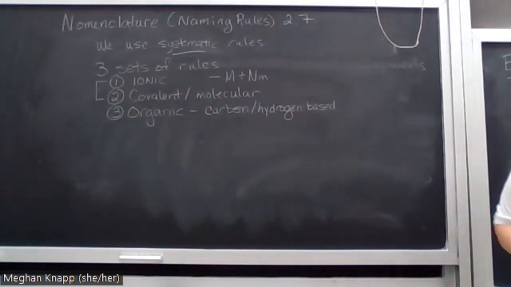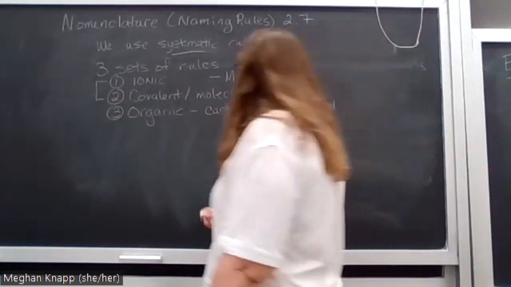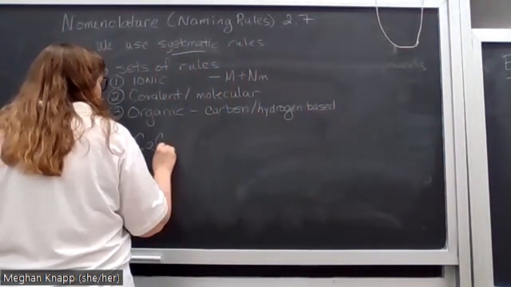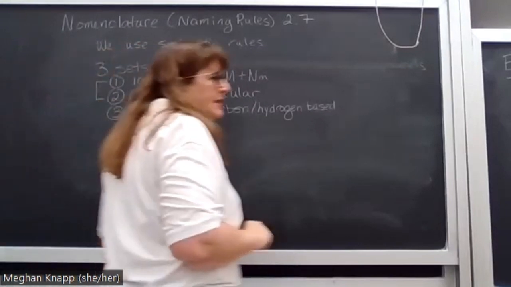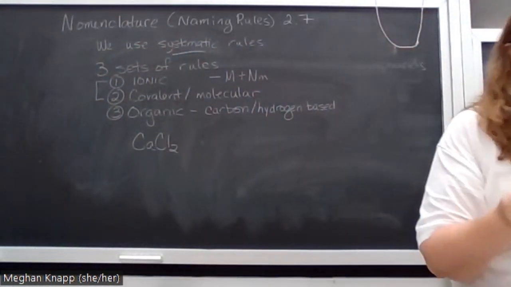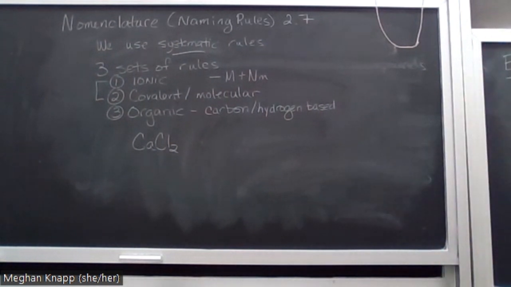All right, so the first thing that you need to do is to decide, if I am looking at the formula for a compound, which set of rules do I apply? So if I have something that is CaCl2, which set of rules am I going to use? What do you think? Ionic. And how do you know? And how do you know that calcium is a metal?